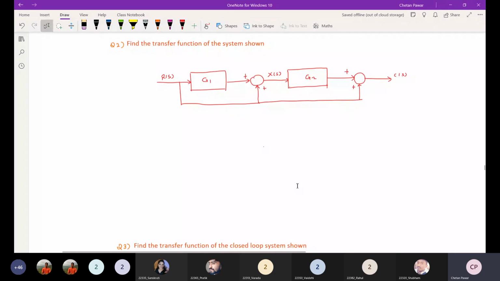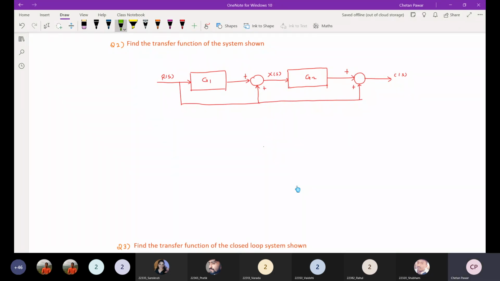example is find the transfer function of the system shown. Okay. So now, can you tell me how many loops are there in this particular diagram? Closed loop, sir. Yes.